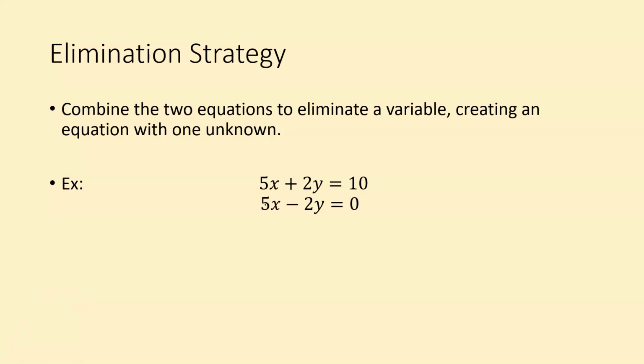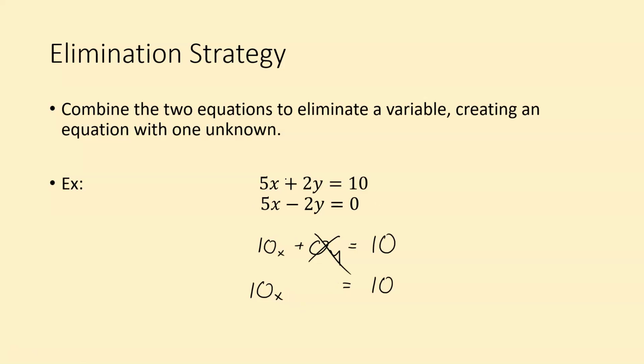If I combine these two equations, I have a positive 5x plus positive 5x, so that gives me 10x. And then I have positive 2y plus a negative 2y, which would give me 0y, and then 10 plus 0 is 10. So notice we eliminated this variable here. Now we have 0 y's, so this is equivalent to 10x equals 10. Now we have one equation with one unknown, one variable here. So we can go ahead and solve this now.